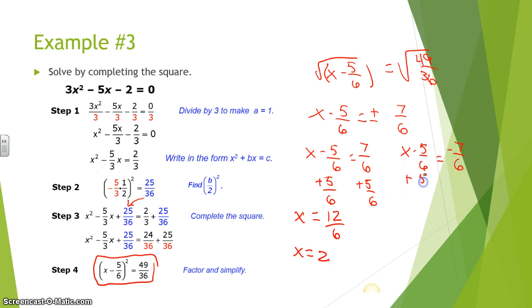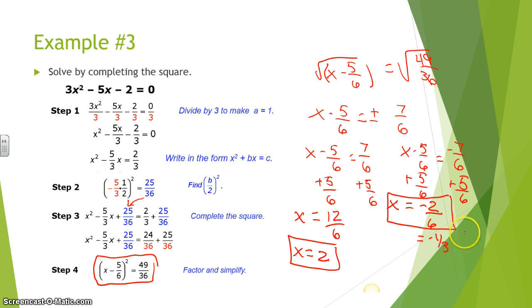So now add 5/6 to both sides. So we have now x equals negative 2/6. So x could equal 2 and x could equal negative 2/6. Negative 2/6 does simplify to negative 1/3. And that would be your final answer for example number 3.